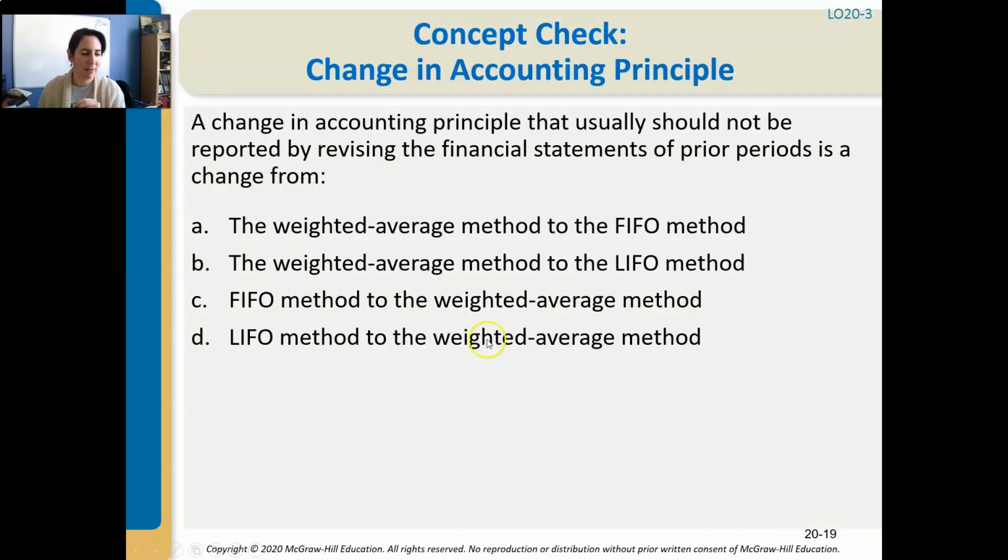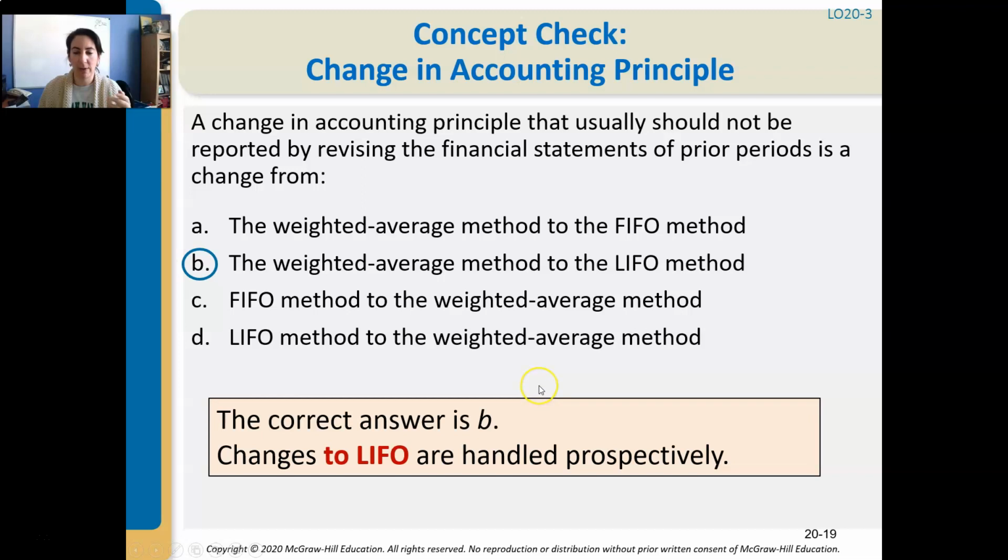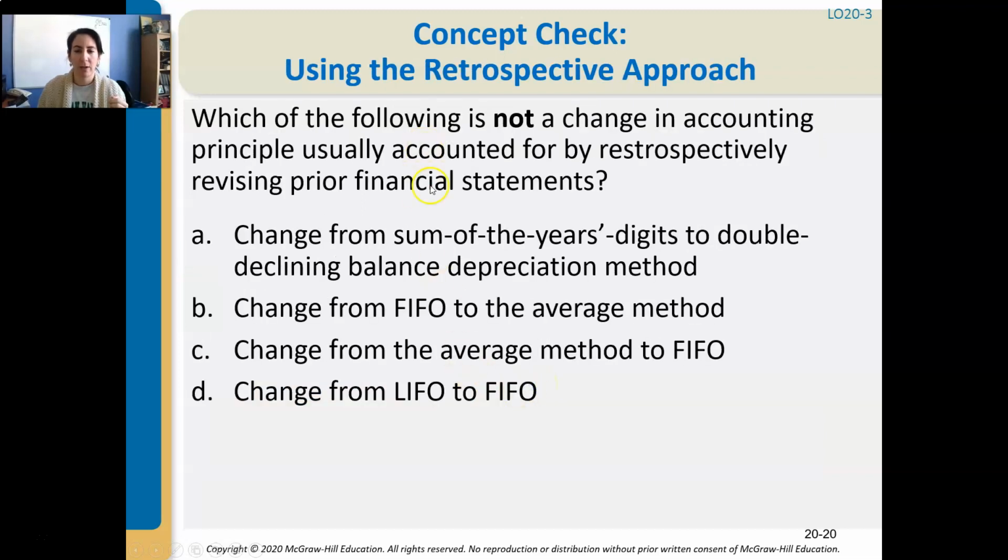Okay. So here's an example. A change in accounting principle that should not be reported by revising the financial statements, so not retrospective, would be a change from, and the answer is going to be B, because it's not practical to change the LIFO method. So you're allowed to treat it as a prospective change.